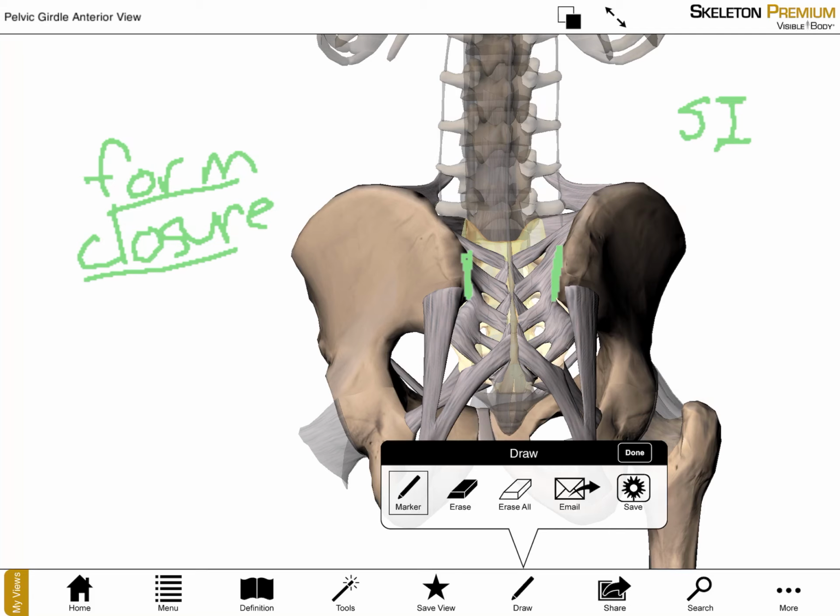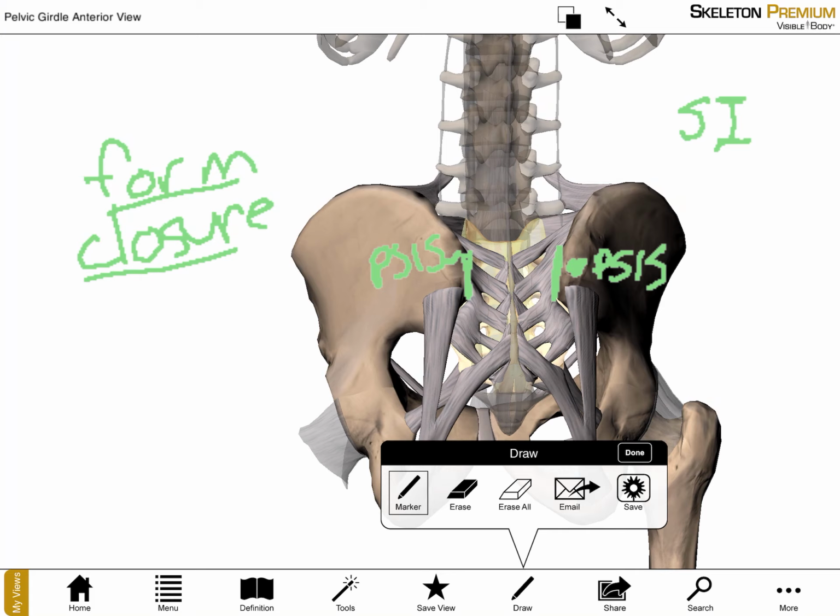And in a moment, we're going to be assessing that on each other, landmarking our PSIS on each side, and then having a partner or family member bring one leg or thigh up into hip flexion and seeing how the ilium on that side moves, and then comparing to the other side.